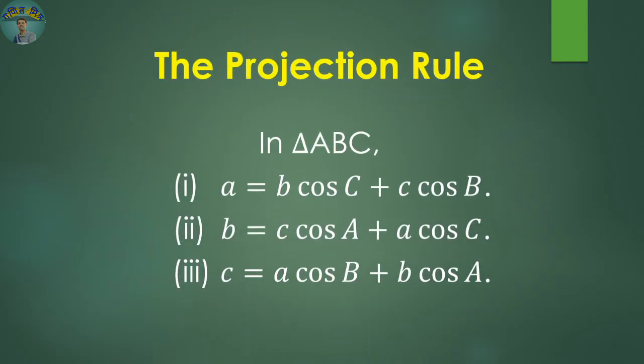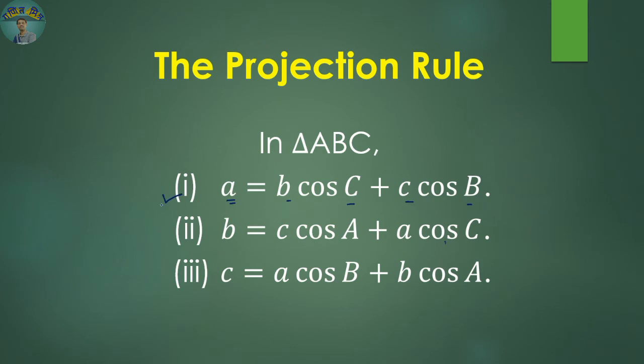प्रोजेक्शन रूल काय सांगतो बघा, इन ट्रायंगल ABC, a is equal to b cos C plus c cos B. आता A लिहिताना B आणि C चा यूज करायचा, सो b cos C and c cos B. Okay, then b is equal to c cos A plus a cos C, and c is equal to a cos B plus b cos A.